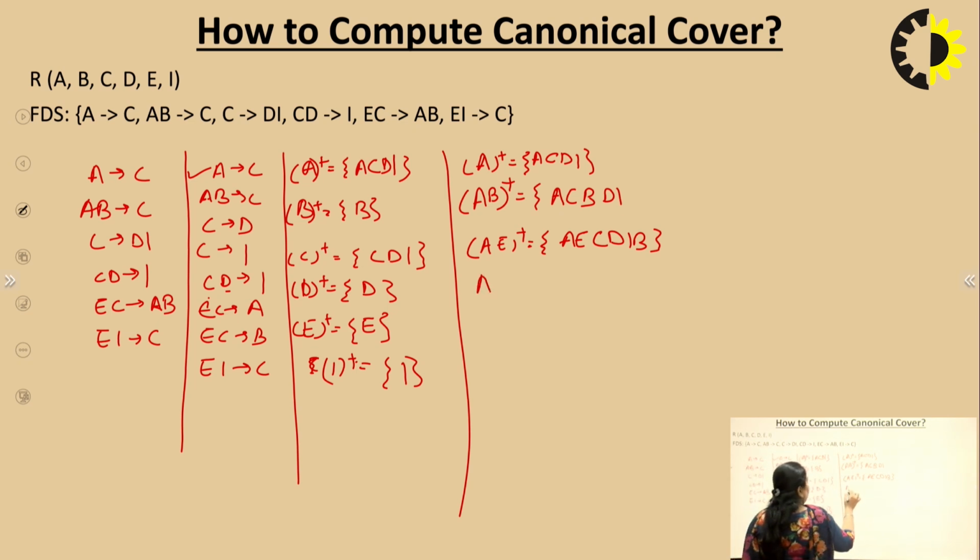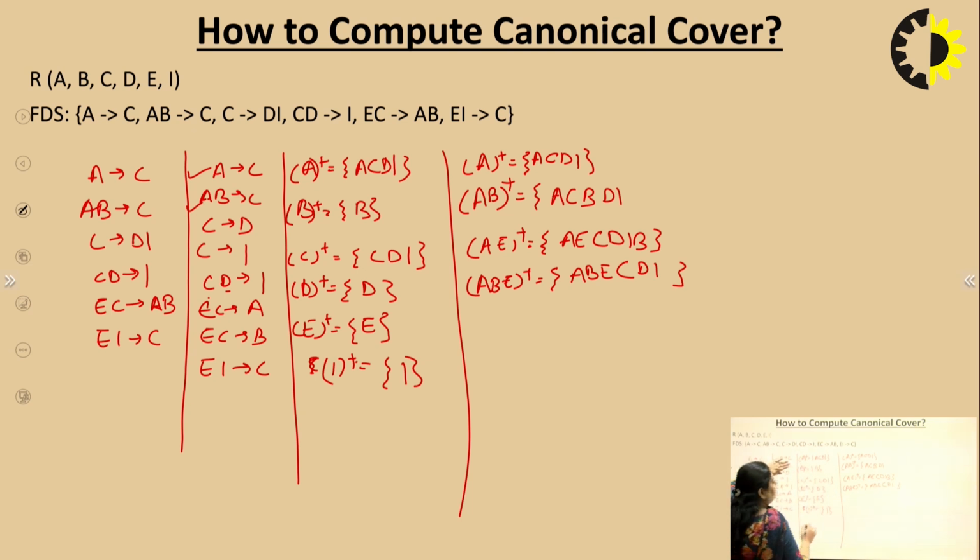Now A, B, E. What you are able to find out? B, E. From AB we can determine C. From CD determine I. No. From C we can determine D and I. So all the attributes are here.